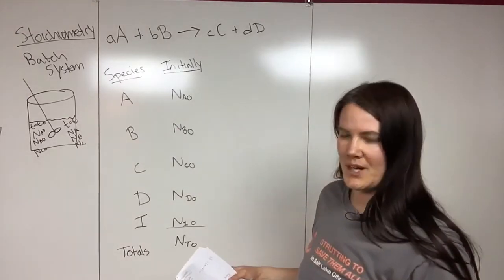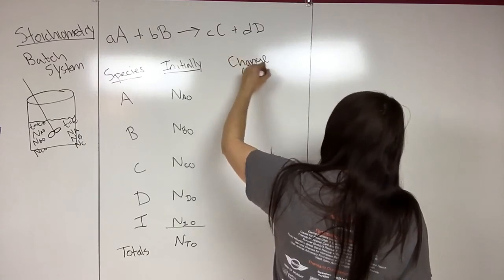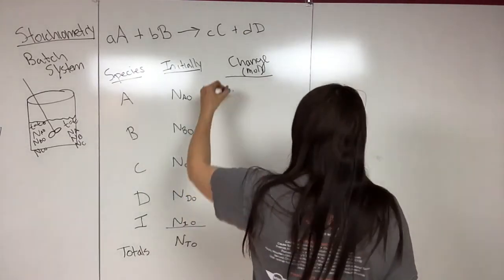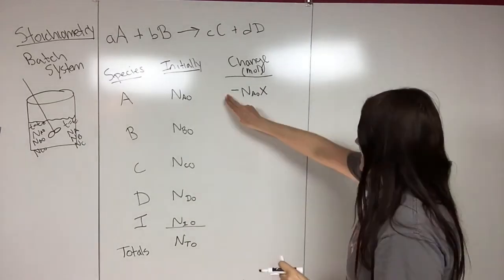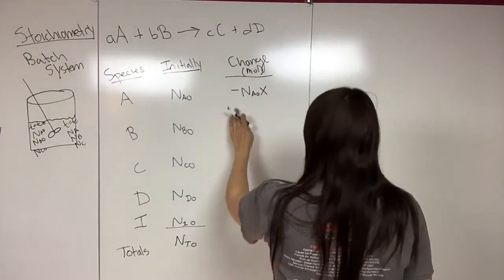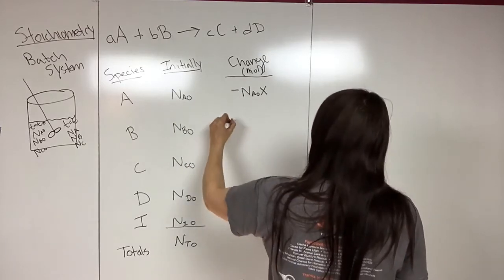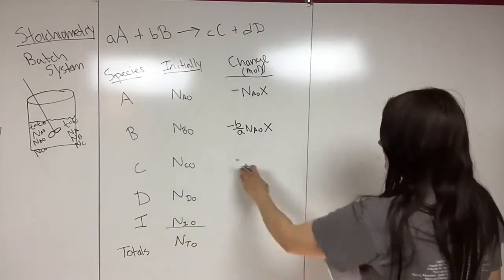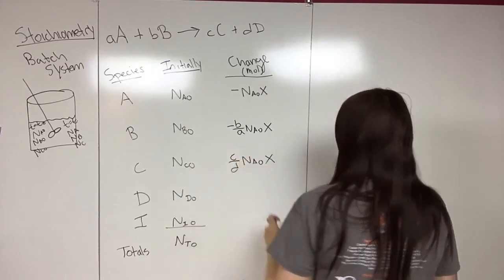Then as the reaction progresses, there's going to be some kind of change in the number of moles. Writing these in terms of conversion X, the change for A would be minus Na naught X. The reason this is minus is because A is reacting, so it's disappearing. Then for B, we can write this in terms of A and X using stoichiometry: minus b over a Na naught X. We can do the same thing for C and D, only C and D are positive because we're generating C and D.